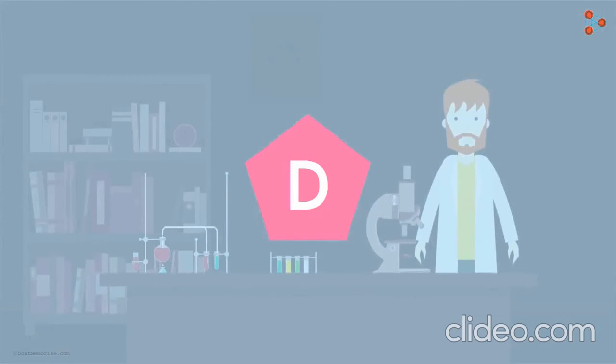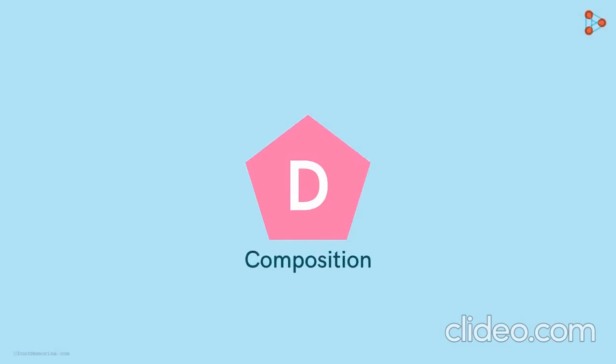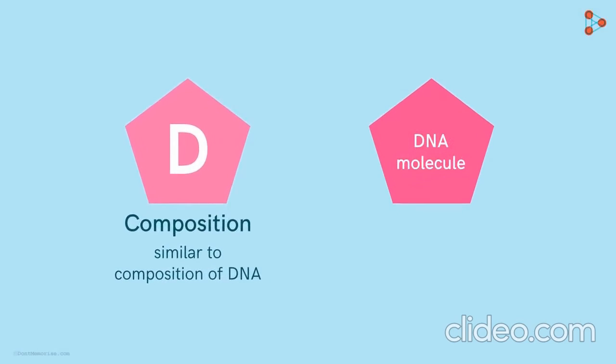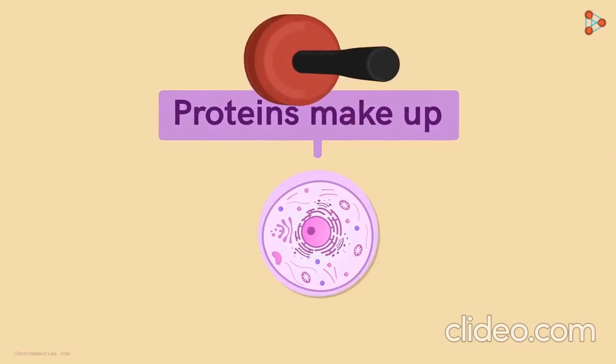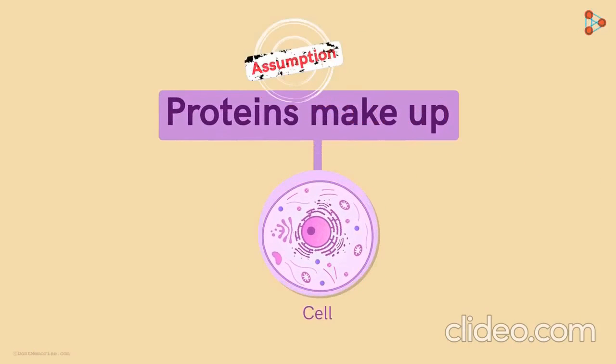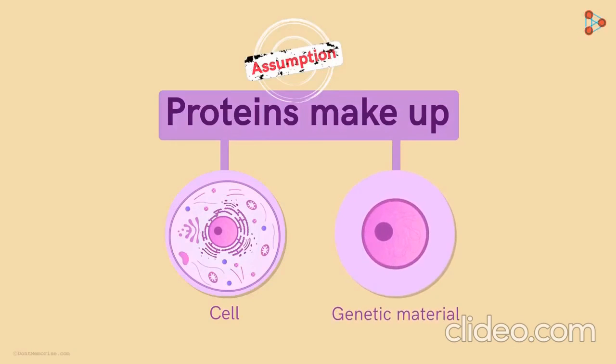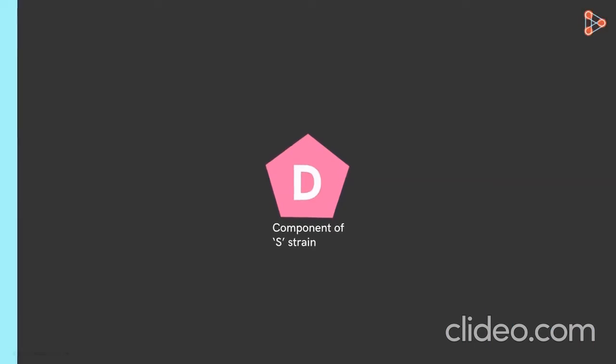They isolated this component from the heat-killed S strain and tested it further. On chemical analysis, they could figure out that the molecules had a chemical composition similar to that of DNA. Deoxyribonucleic acid, abbreviated as DNA, was known to people by this time, but it was not given much importance. Nobody assumed that it could be such a vital part of the cell. In fact, people thought that cells were made up of proteins, and it was also believed that proteins make up the genetic material. So this experiment was a huge breakthrough in genetics.